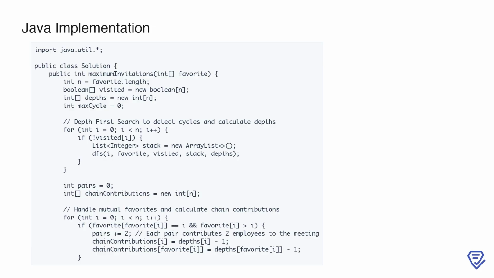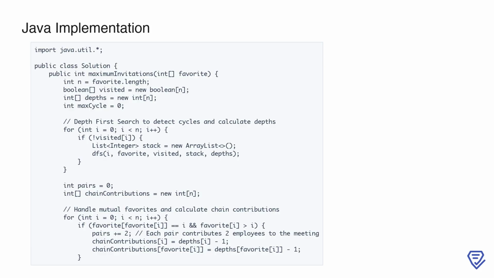Additionally, we initialize a variable called max cycle to keep track of the largest cycle detected in the graph. To analyze the graph, we perform a depth-first search on each unvisited node. This is done using a helper method called DFS. The DFS helps us detect cycles and calculate the depth of each node. As part of the process, we also use a stack to maintain the current path during the DFS traversal. This stack will be helpful in identifying cycles.